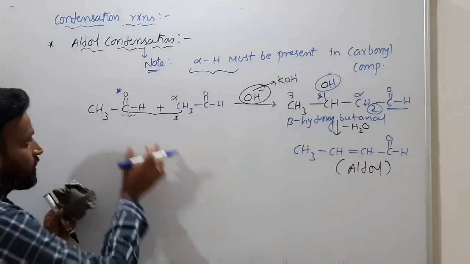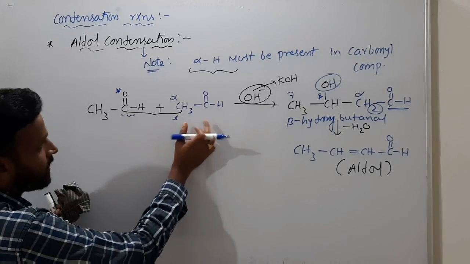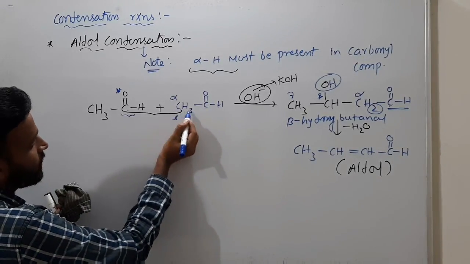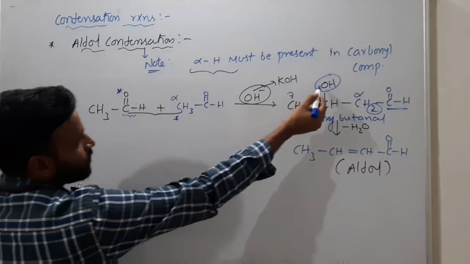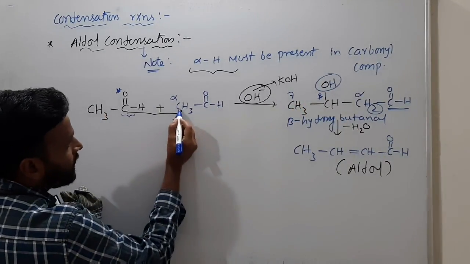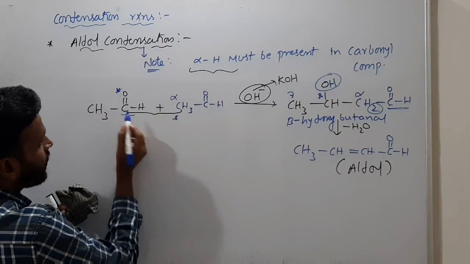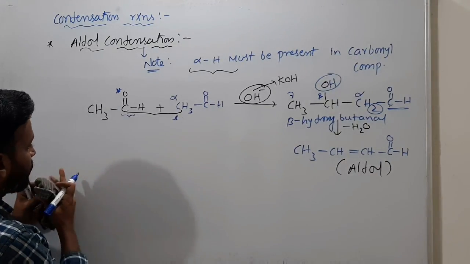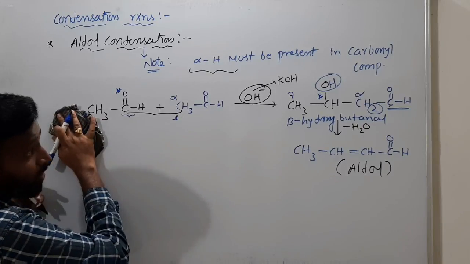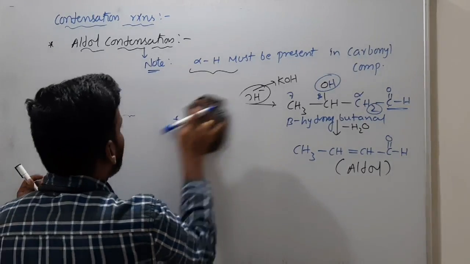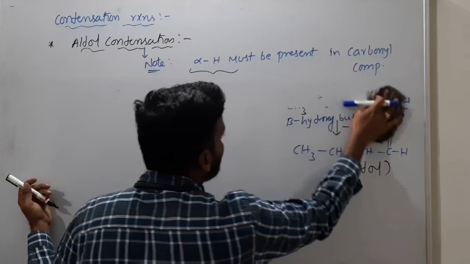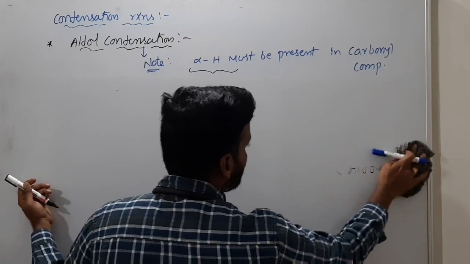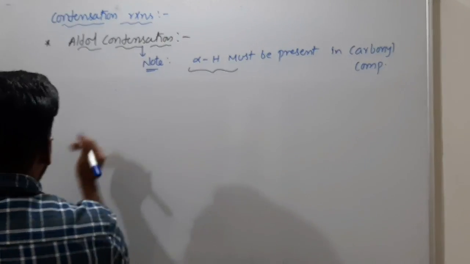Let's say this is an aldehyde, acetaldehyde, and this is also acetaldehyde. One of the alpha carbons loses a hydrogen and donates it to this oxygen, so OH, and the remaining is CH2, and that CH2 adds to this carbon, that's it. Now I'll give you the mechanism for this aldol condensation. Let's see what happens.